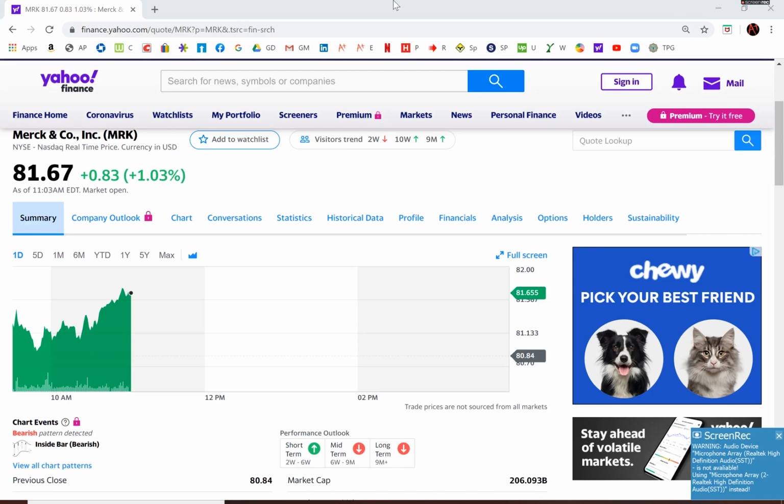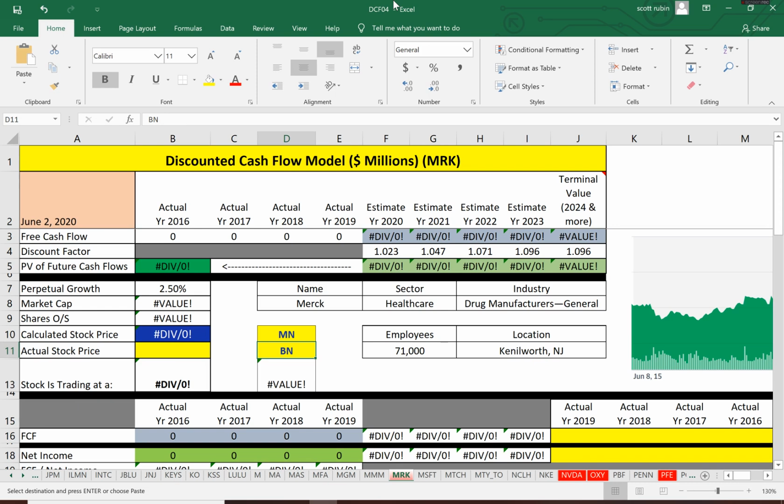Let's calculate the stock price for Merck. First, we need the market cap, which is 206.1 billion. Next, we need the share price, which is 81.68. Now we know the shares outstanding because it's the market cap divided by the stock price: 2.5 billion shares outstanding.